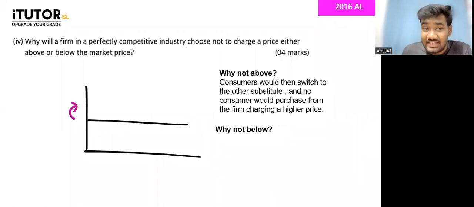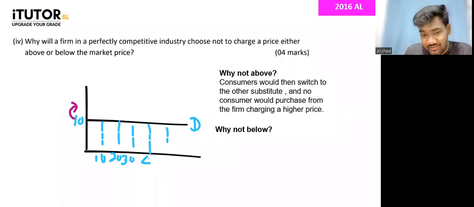What is this perfectly elastic demand curve telling us? It is telling us that at this price, you can sell any amount of units. This is the demand curve. At this price, you can sell any amount. You want to sell 10 kilos of rice, fine. 20 kilos, fine. 30 kilos, fine. 40, fine. 50 kilos of rice, fine.